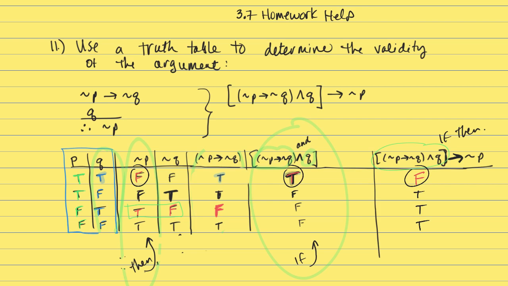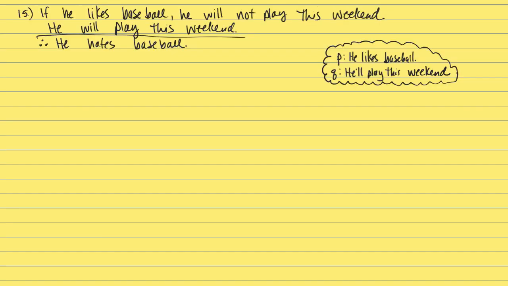Okay, since there's one false, that means that this is an invalid argument. So you have one false in your argument column, and that last column, that means it's not valid. All right, let's try another one.